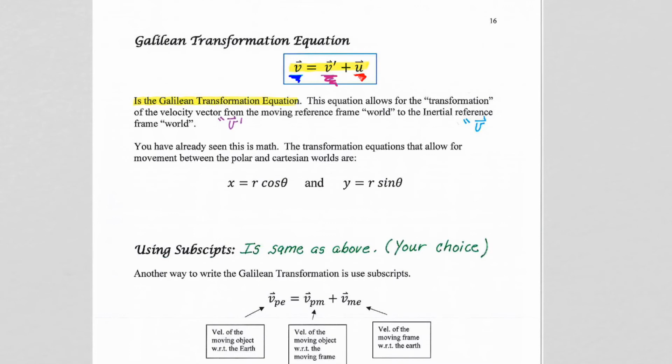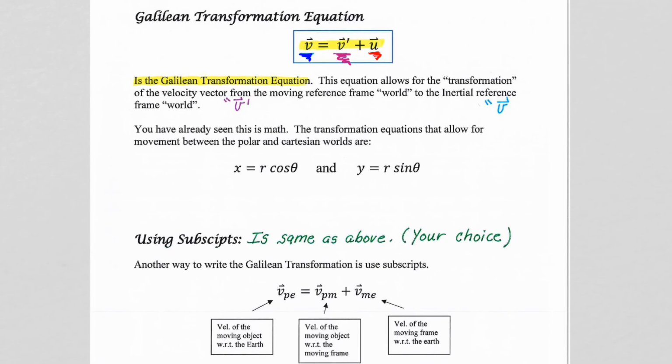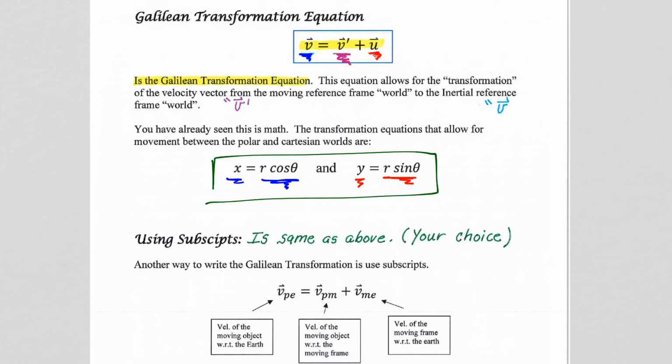Now, this notion of a transformation equation, I added this into the notes because, believe it or not, you've seen transformation equations. Here we're going from the velocity vector in the moving reference frame world to the inertial reference frame world, but we already know how to transform from the Cartesian world to the polar world. The Cartesian world sees the polar world according to r cosine theta for x, and the Cartesian y sees the polar world through r sine theta. This is a set of transformation equations that allows us to go between the polar and the Cartesian world.